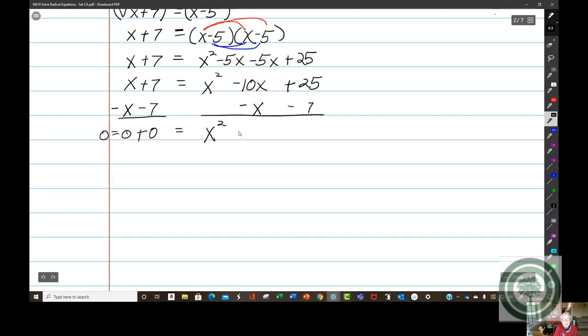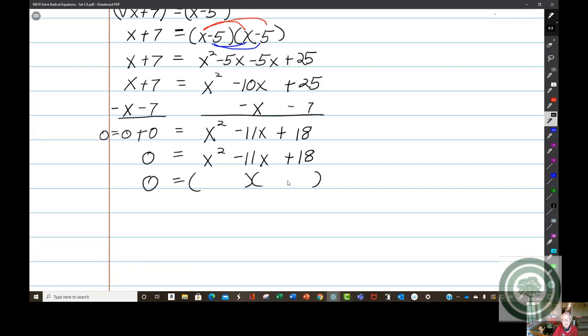Over here, x squared minus 11x plus 18. So 0 equals x squared minus 11x plus 18. And then you do a quick check to see if it's factorable, but you can always use the quadratic formula. 18 equals negative 9 times negative 2, because it's positive 18. And when you add negative 9 plus negative 2, you get negative 11. So I'll factor like this.